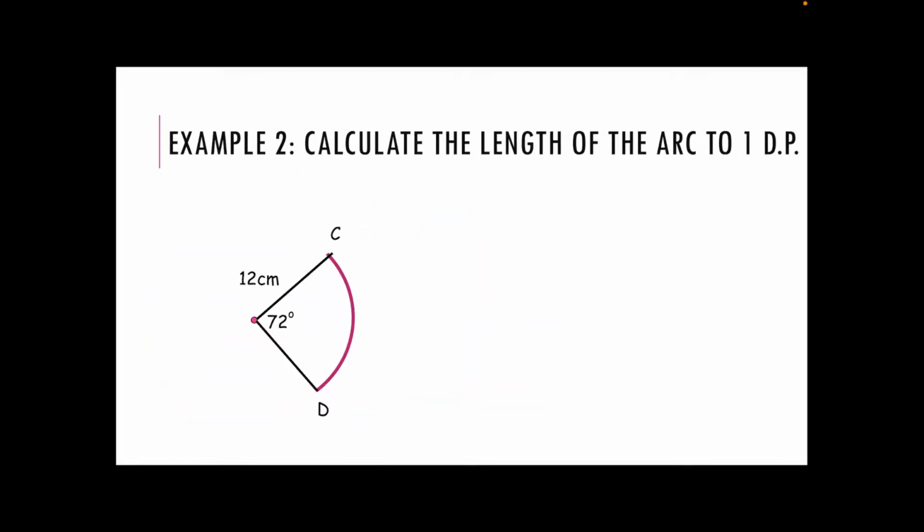For example 2 then, we are going to do the same thing. So this time I would like you to pause the video, try it yourself, and then play the video to see if you did it correctly. Okay, hopefully we gave that a go ourselves. So arc length is equal to pi times by diameter times by x out of 360.